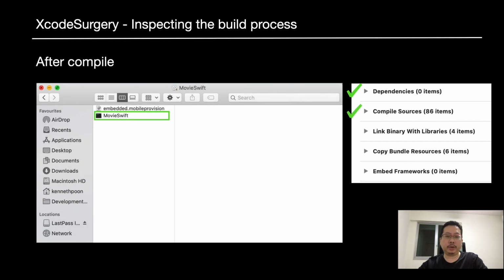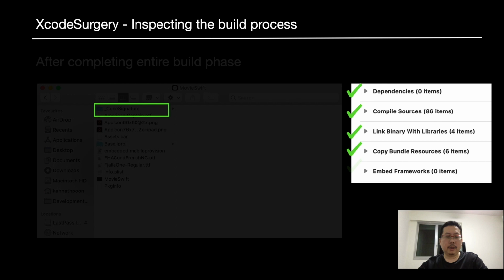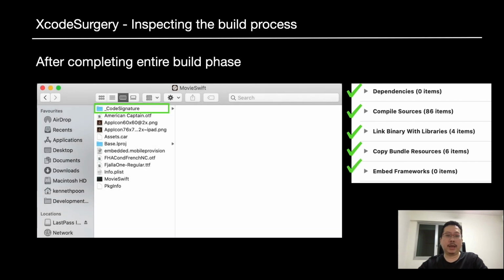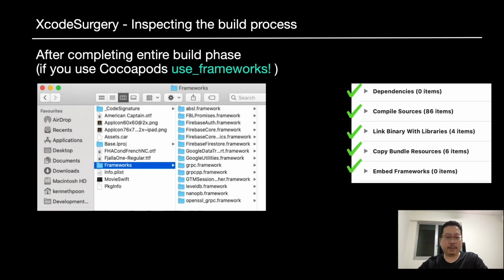After compilation of source code, Xcode will place the compiled binary in the app folder with the target as its file name. At the copy bundle step, Xcode will place resource files like localization strings, images, and info plist into the app. After completing the entire build phase, Xcode will sign the app and place the code signature inside the app folder. Depending on your project setup, the app may also have frameworks embedded in the frameworks folder.